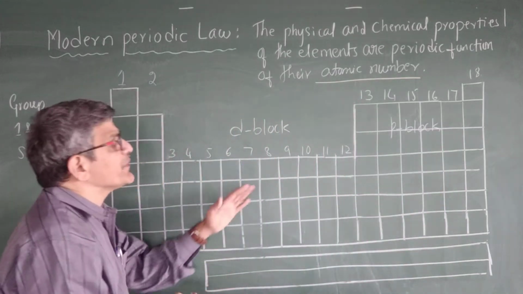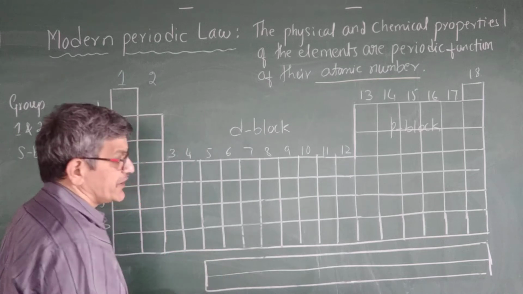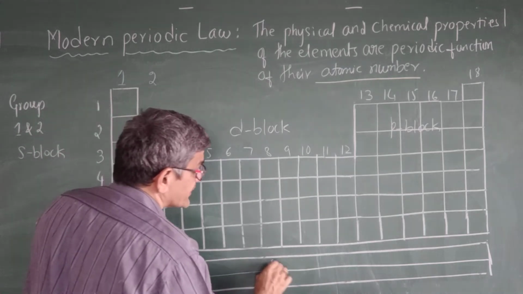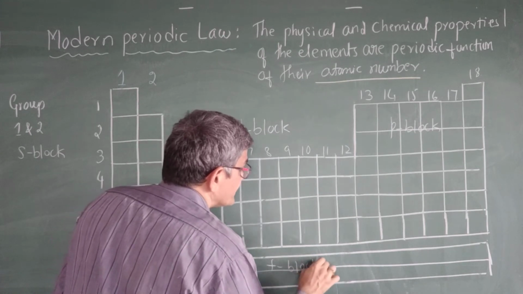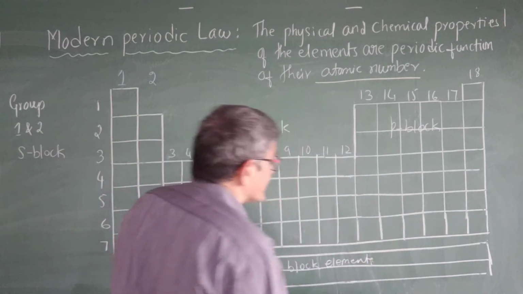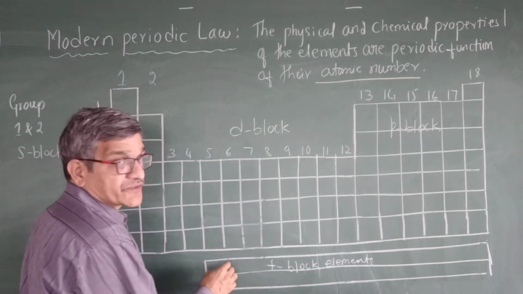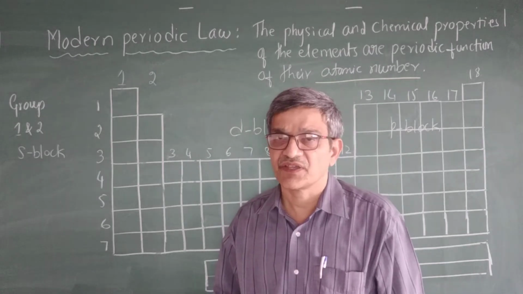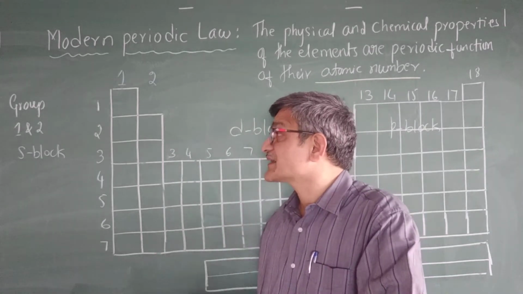Then below the main periodic table, we have two periods or two rows. Those are called the F block elements. These are also called the lanthanides and the actinides.